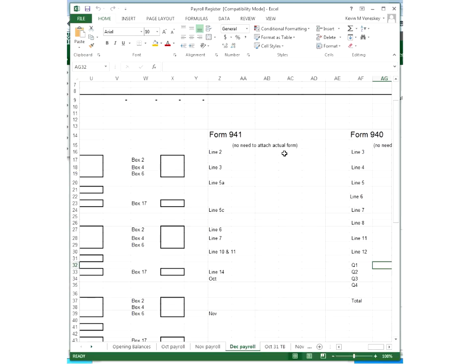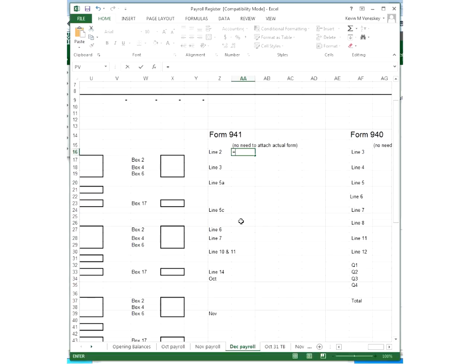I also have a space here where I want you to put in, you don't need to attach the Form 941 because sometimes they come across blank. So it's just easier if you go ahead and fill out the 941 as you normally would, but then show me what your answers are here on the form. And it's even best if you show me your work. Show me how you get each of these.